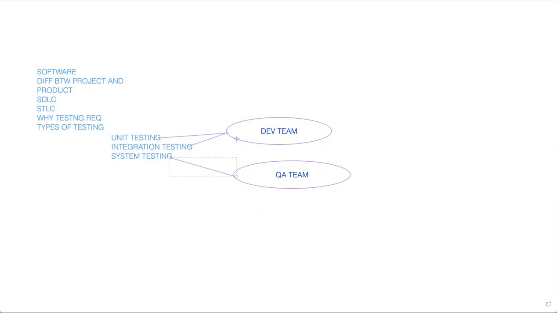Unit testing and integration testing are done by the developers at the program level, whereas system testing is done by the testers to check whether this application is working as per the customer requirement or not. That is the main intention of system testing, and it will be done by the QA people.